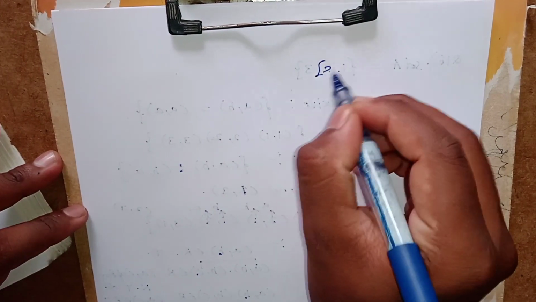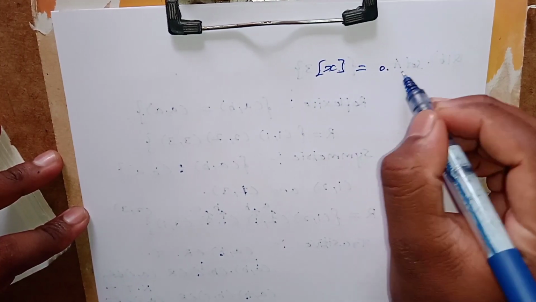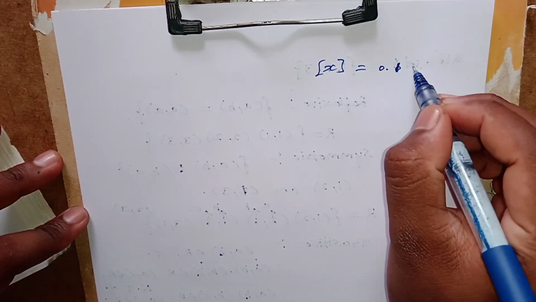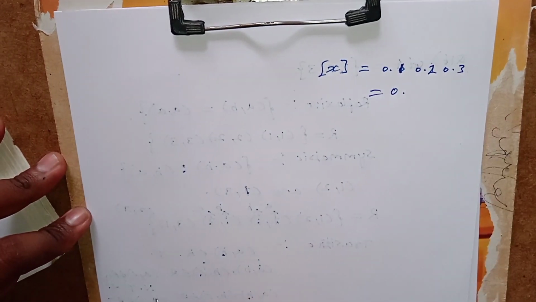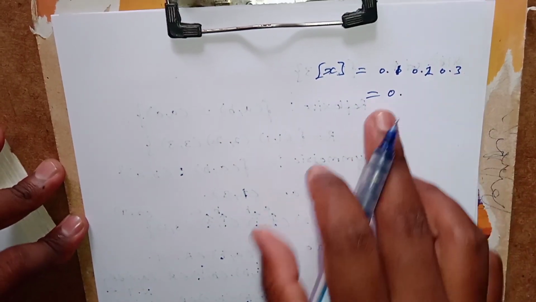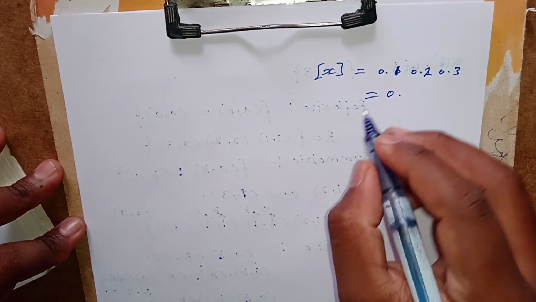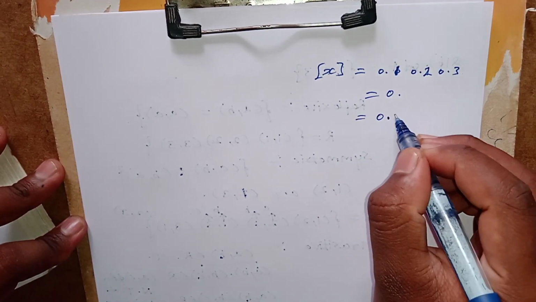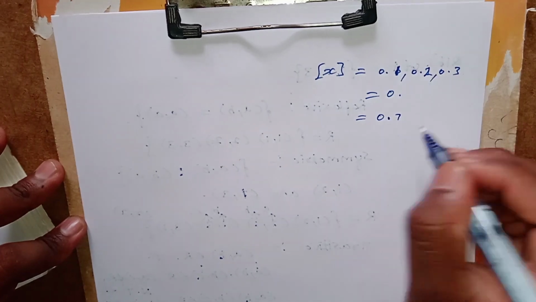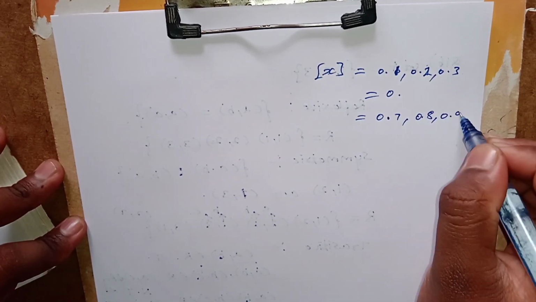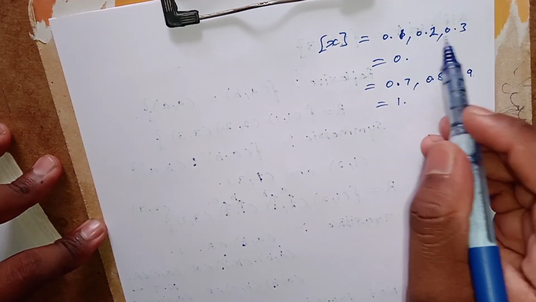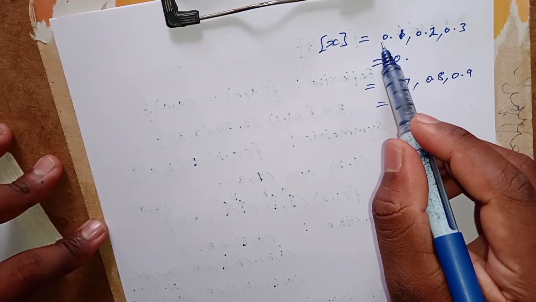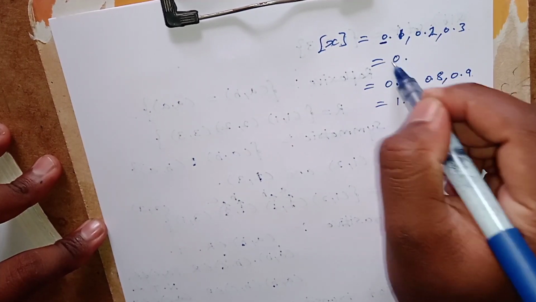Greatest integer function means, if you take 0.1, 0.2, 0.3, then it will become 0, the greatest integer less than or equal to x. Next, if I take 0.7 or 0.8 or 0.9, then it will become 0 as well, because the greatest integer less than or equal to x is 0. Like that.